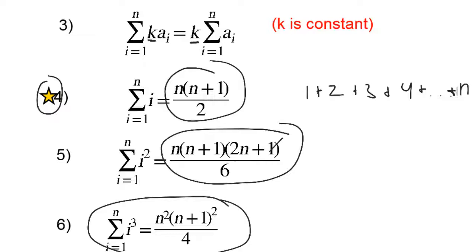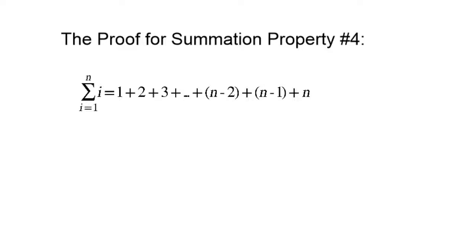The reason I got the star on number 4 is because we are going to prove that, so let's prove it right now. Let's prove property number 4. As you can see, I've got it printed out. The sum of the i function from i equals 1 to n equals 1 plus 2 plus 3 plus a bunch of stuff in the middle. And then the last three terms are, well, n is the last term.